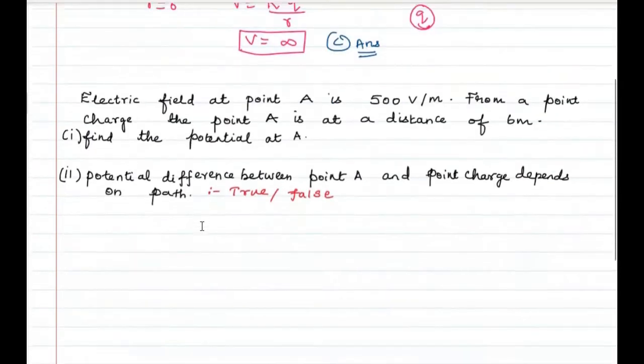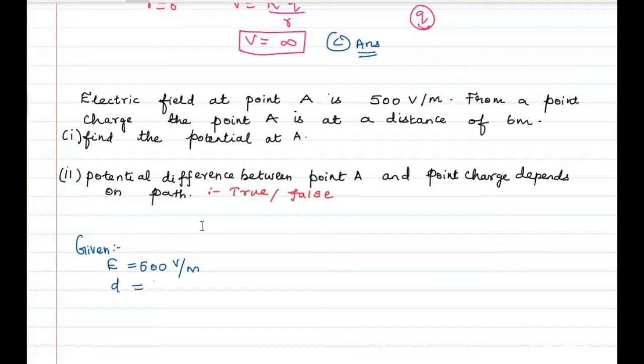Next, the electric field at a point A is 500 volt per meter. So given electric field E is equal to 500 volt per meter from a point charge. The point A is at a distance of 6 meter. So distance is equal to 6 meter. You have to find out what is the electric potential at point A.